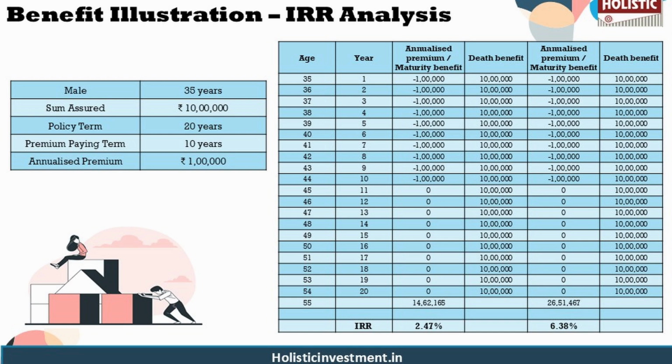Let us assume, for calculation purposes, that a 35-year-old male has purchased a plan with a sum assured of 10 lakh, a policy term of 20 years, and a premium payment term of 10 years, paying an annual premium of 1 lakh.